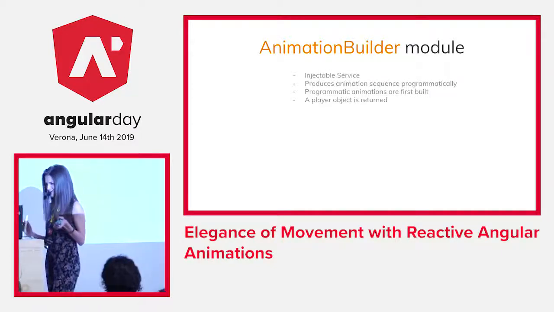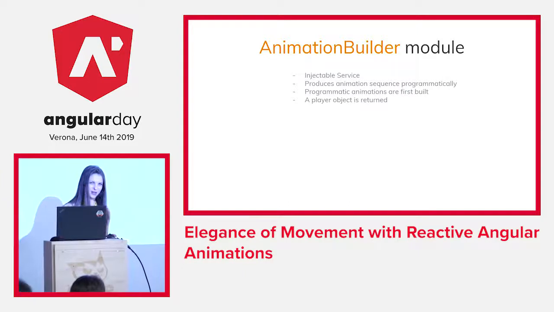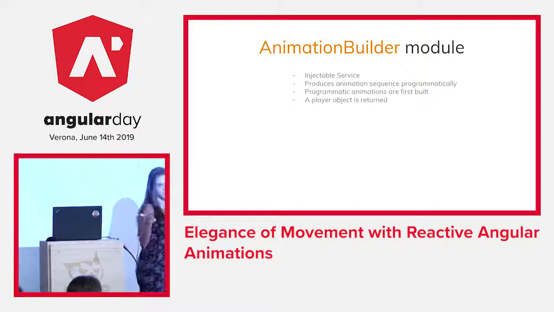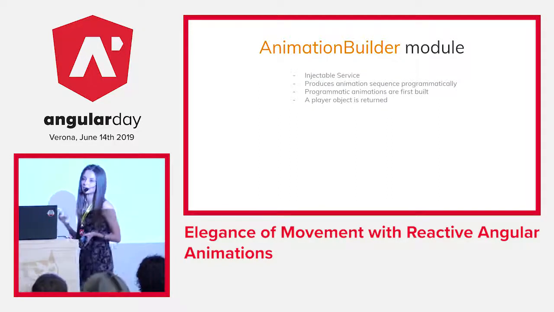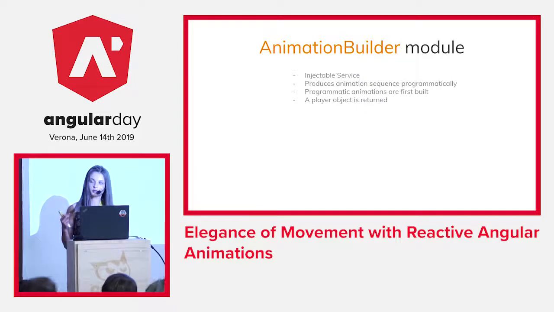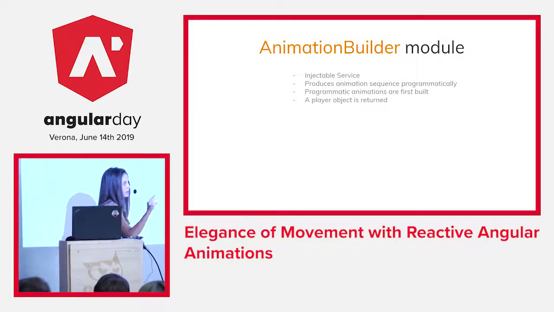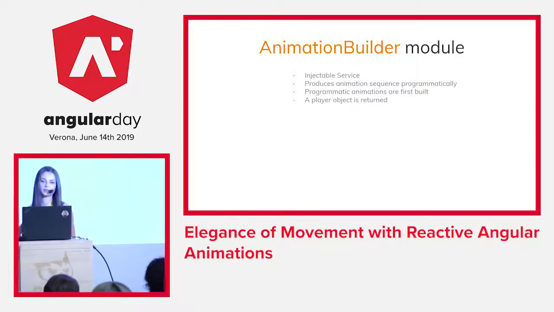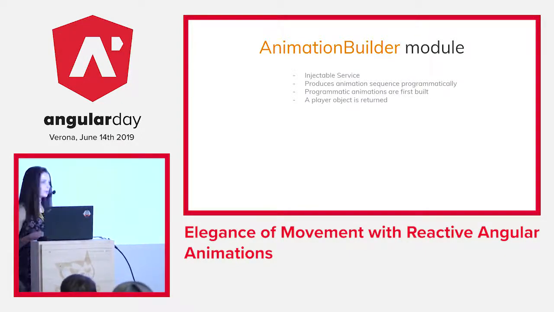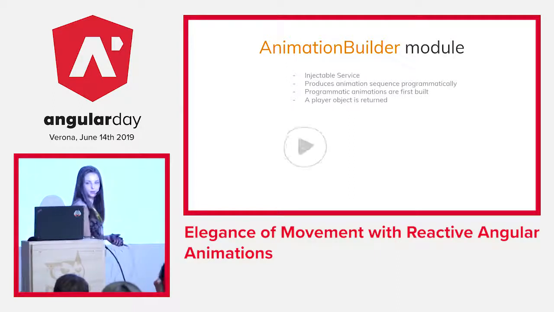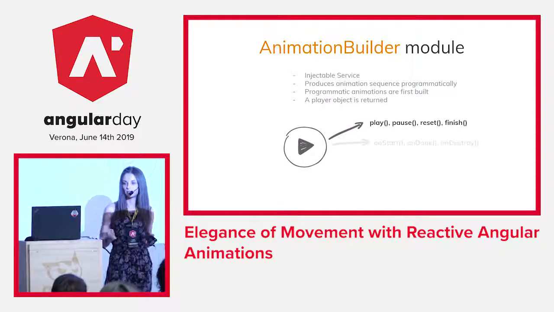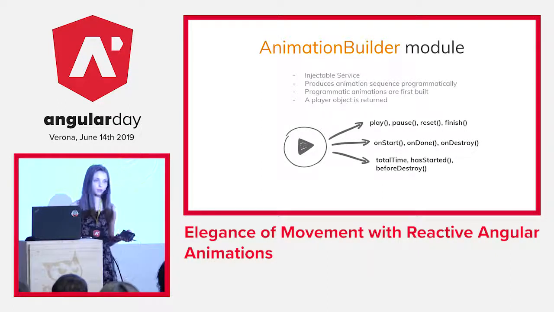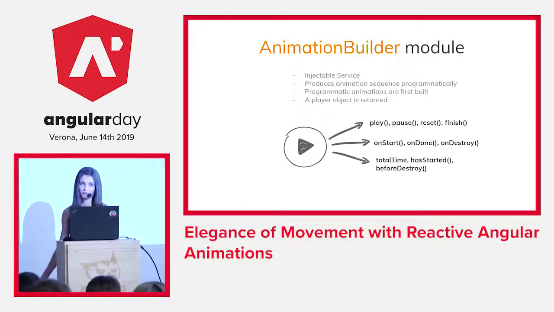So Angular AnimationBuilder Module is an injectable service, which once injected within a component or a directive's constructor, produces animation sequences programmatically. First, we have an element which we want to animate, and then we have programmatic animations first built. When we build that animation, a player object is returned to us. And with this player object, we have full control of the current animation we are building, of its execution and performance, of course.